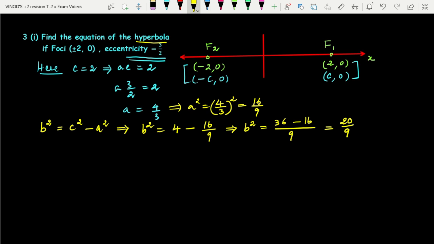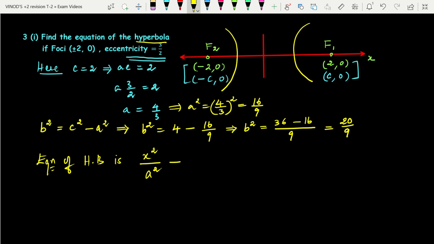Now we can write the equation of the hyperbola. Because the focus lies on the x-axis, it is a regular hyperbola. So the equation of a regular hyperbola is x square by a square minus y square by b square is equal to 1.